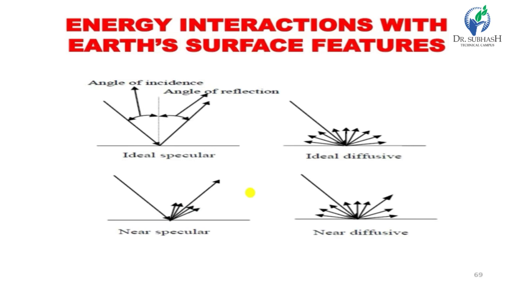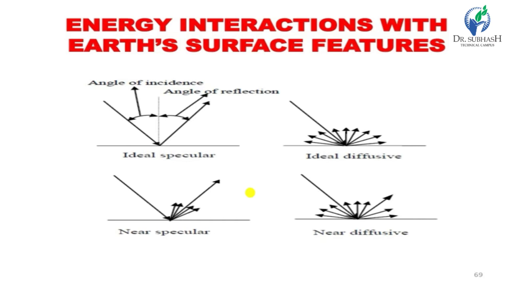Now we are seeing four pictures, in which the first is the ideal specular reflection. But in practical cases, the angle of incidence and angle of reflection are not the same, because all surfaces are not properly smooth. Especially in the case of Earth's surface features, no smooth surface is available like a mirror. In ideal diffuse reflection, all the wavelengths are scattered equally, but that case is also not possible. Nearly specular is the practical case.